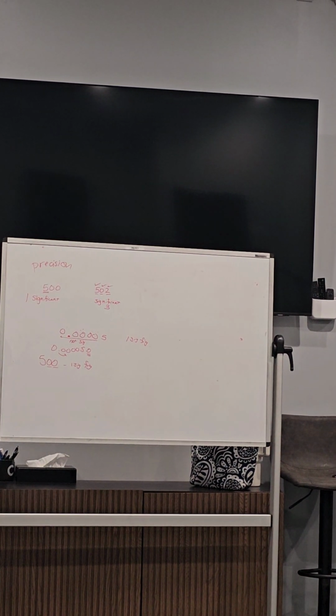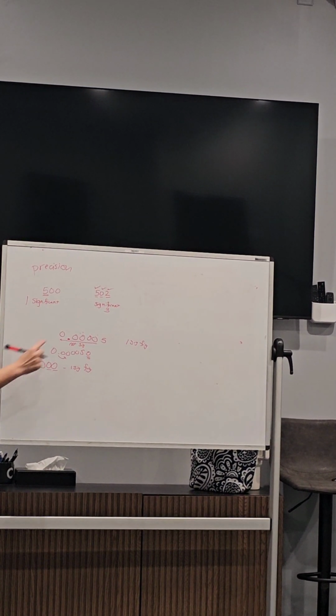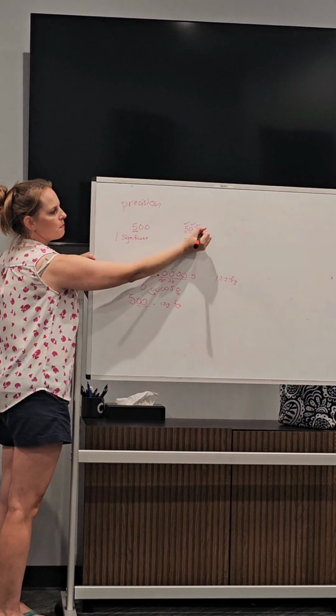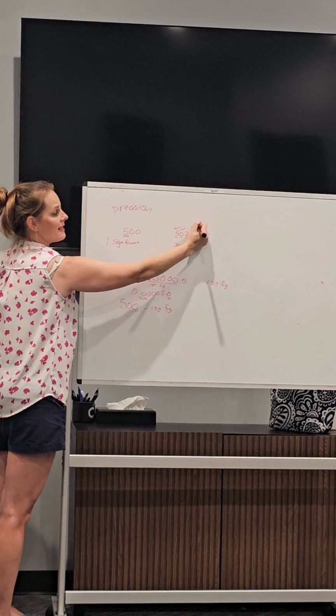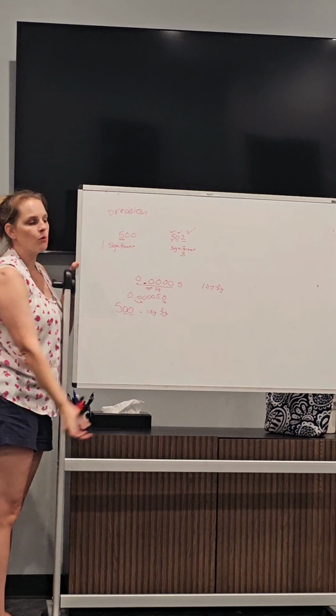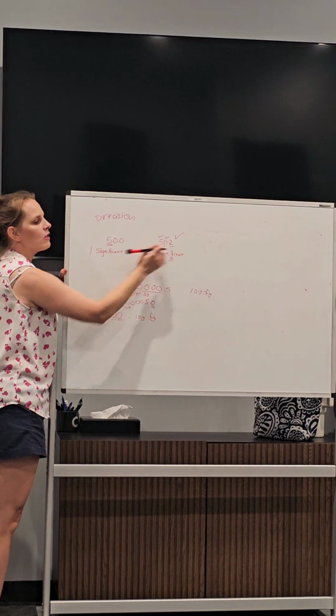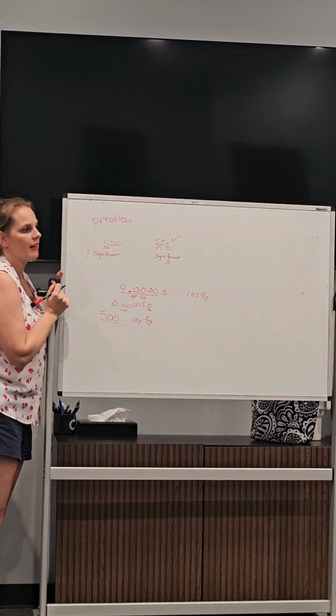But the zeros in between numbers are significant. So let's go back here to 502. There's 3 significant figures because I now know my ones place is significant, and you can't count your ones without counting your tens, right? So that is why the zeros in between are significant.